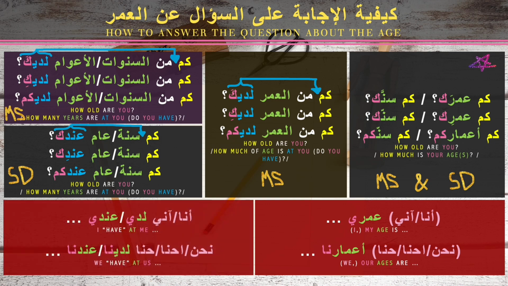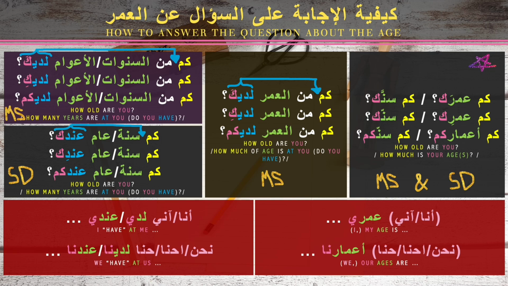The second way is to say, I have at me, and you name the number of years that indicate the age. Or you can say, we have at us, and the similar way to answer. So, أنا لدي or أنا عندي 38 سنة.